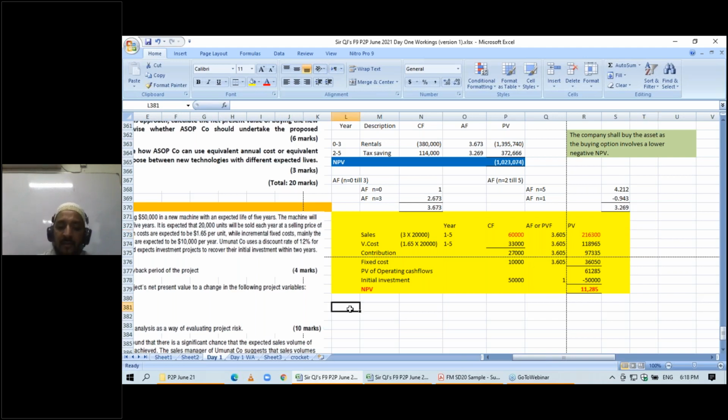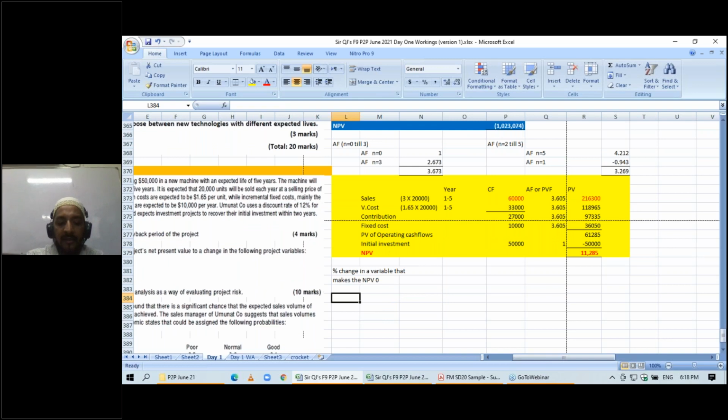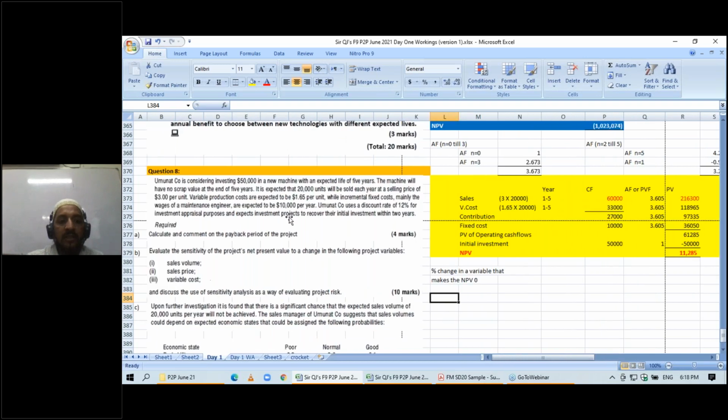So sensitivity analysis means the percentage change in a variable that makes the NPV zero. This is sensitivity. Now the formula is very simple. The sensitivity needed in this question is for sales volume, for sales price, and the variable cost, right? These three sensitivities are to be calculated. Now look at the formula.